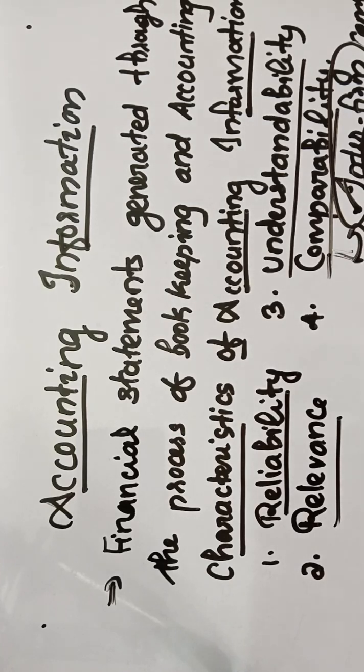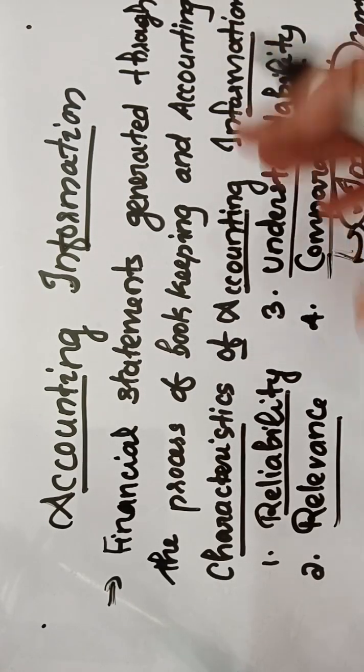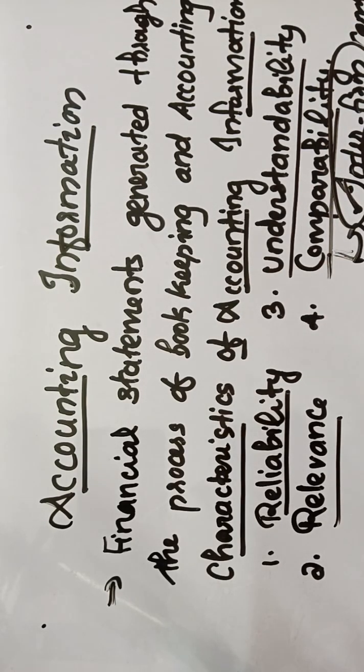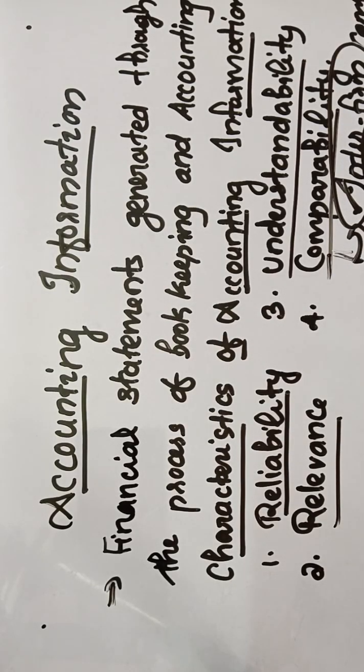Accounting information simply means the financial statements generated through the process of bookkeeping and accounting. That kind of financial statements include profit and loss statements, balance sheet, that all come under the financial statements. Then the qualitative characteristics of accounting information: the first one is reliability. Reliability in the sense that users must be able to depend on the information. It must be factual, verifiable, error free and free from all biases.